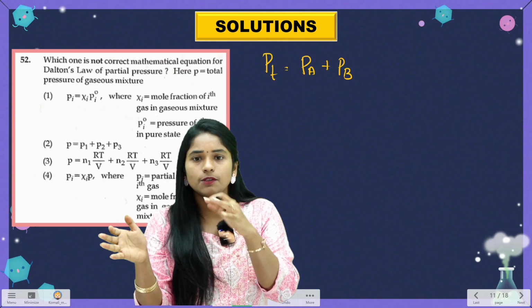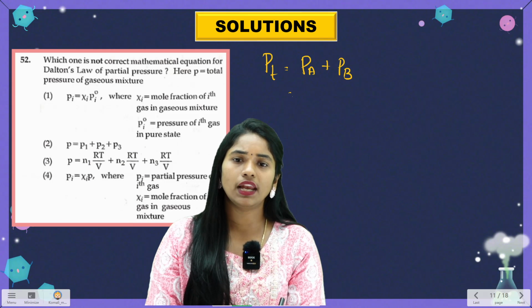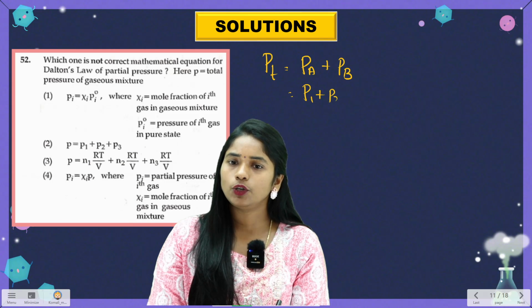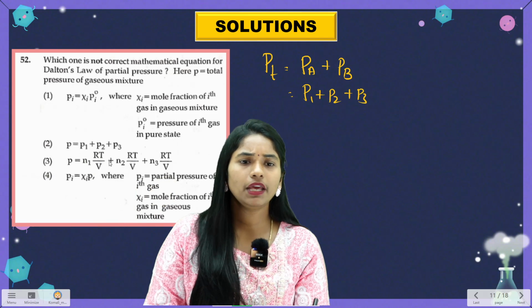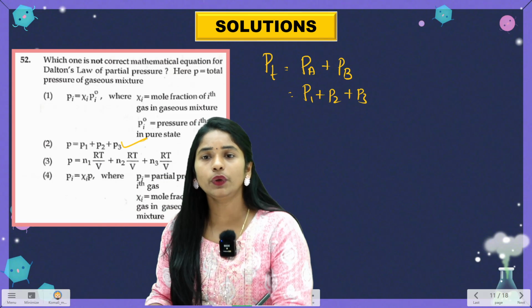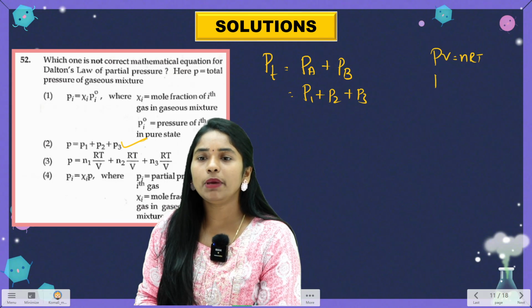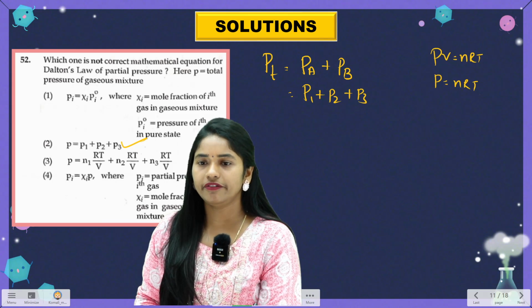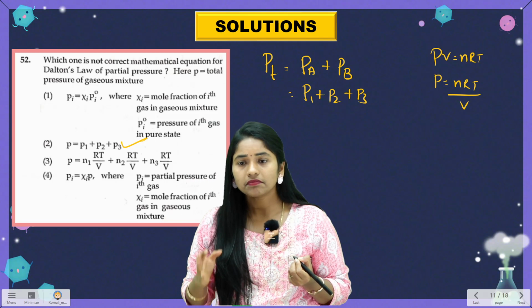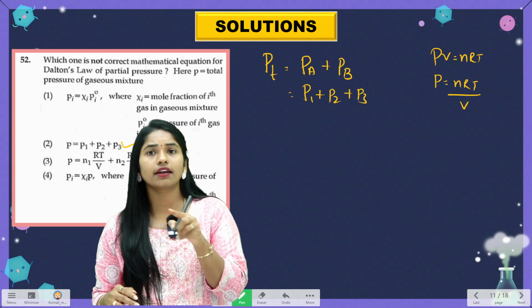So A plus B. Now, if C is there, then C. So let us take it as P1, P2, or if there is a third, P3. P1, P2, P3. Yes, this is a correct statement. PV is equal to nRT. PV is equal to nRT. So P is equal to nRT by V is the formula. Okay. In place of P1, we can write it as n1 RT by V.